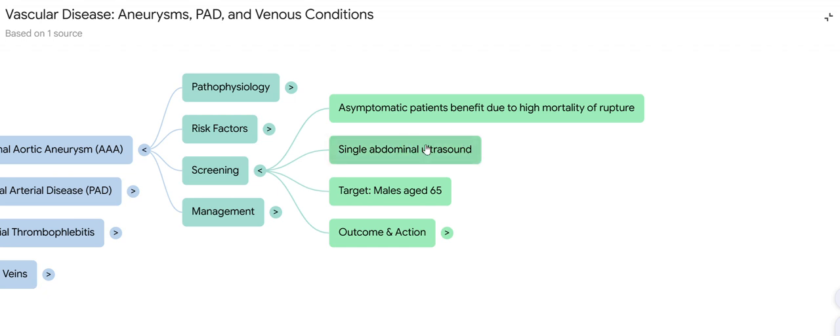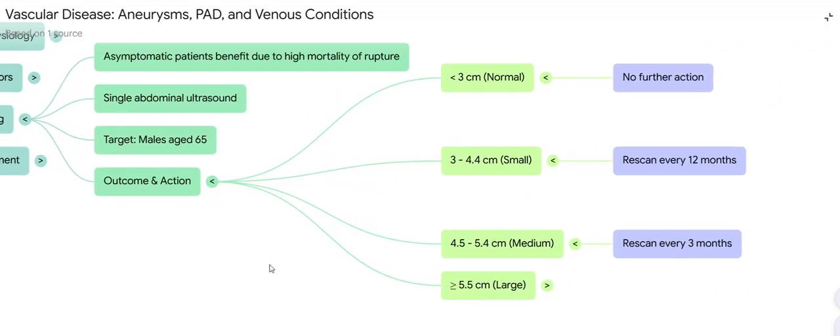So it's important to screen the patients. A single abdominal ultrasound, especially in males who are above the age of 65, we have to get their single abdominal ultrasound at least. What are the outcomes and actions?